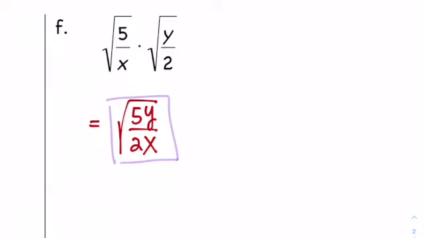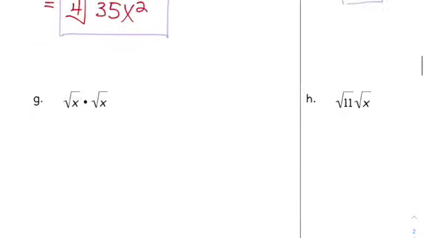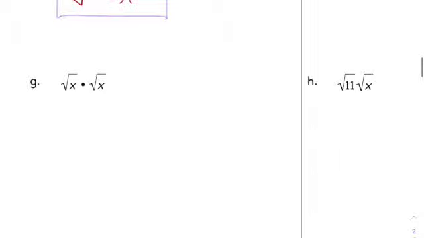For example 1, letter F, multiply the numbers inside of the root. So 5 times y is 5y, 2 times x is 2x, and just put square root over it. Please try example 1, letter G and letter H.